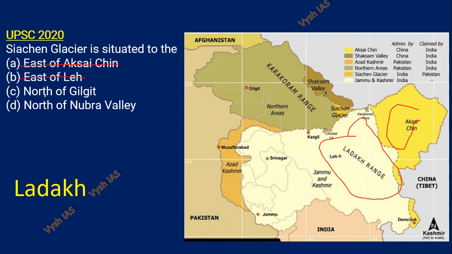So this is wrong. Now north of Gilgit, okay, north of Gilgit means this is the Gilgit region. North of Gilgit means it's going to Afghanistan region. Okay, so again this is also wrong. So obviously through elimination you got the answer, north of Nubra Valley. This is the Siachen Glacier, and Nubra Valley is actually here in Leh region only.